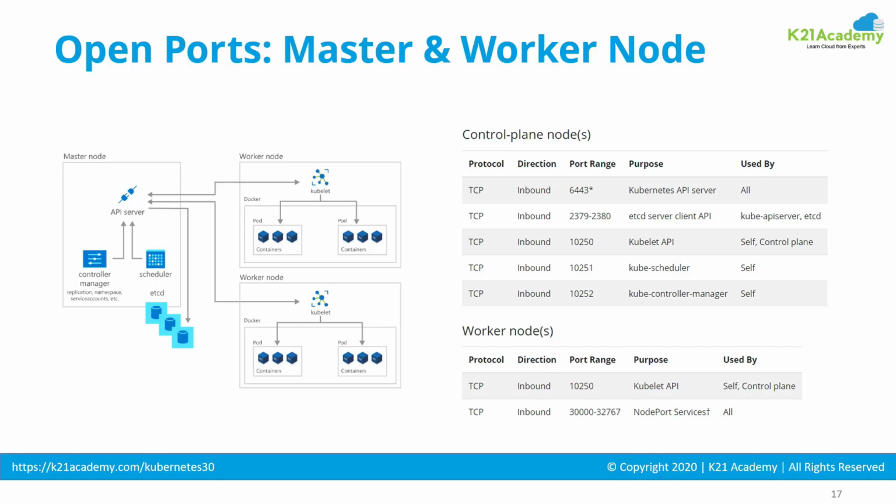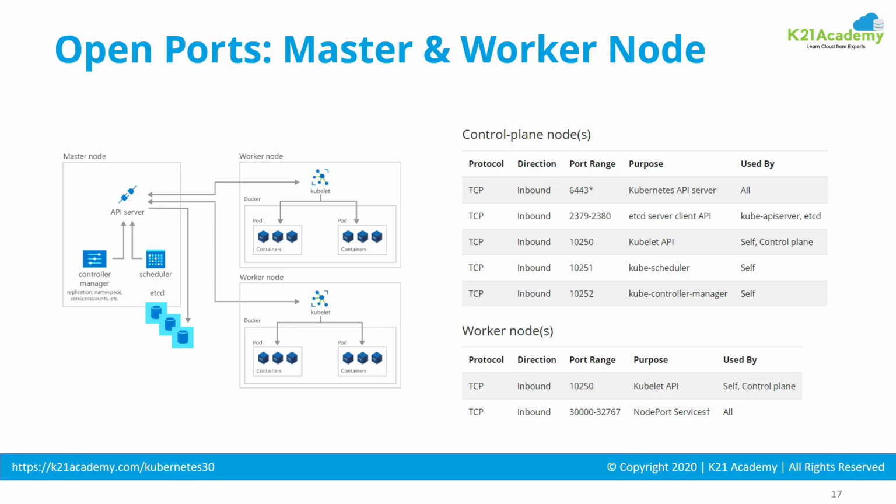So those ports should be allowed. For example, on the master node, I have my Kubernetes API server listening on 6443, so that port should be open, and so on. Similarly, on the worker node, my kubelet API port number 10250 should be open.